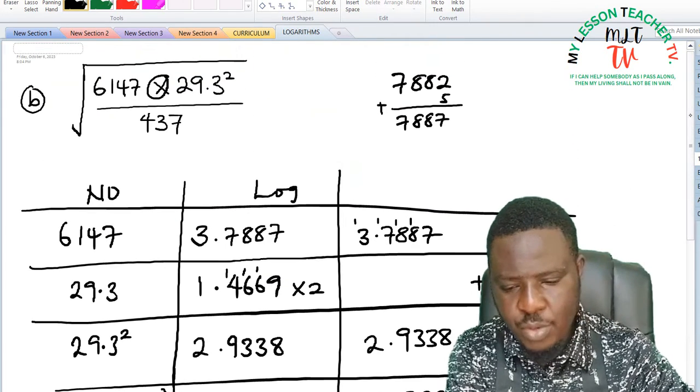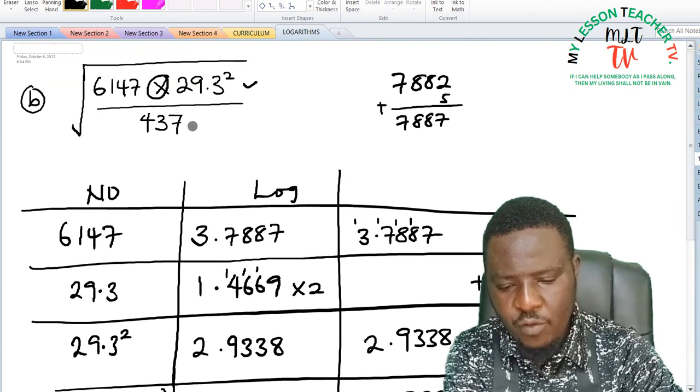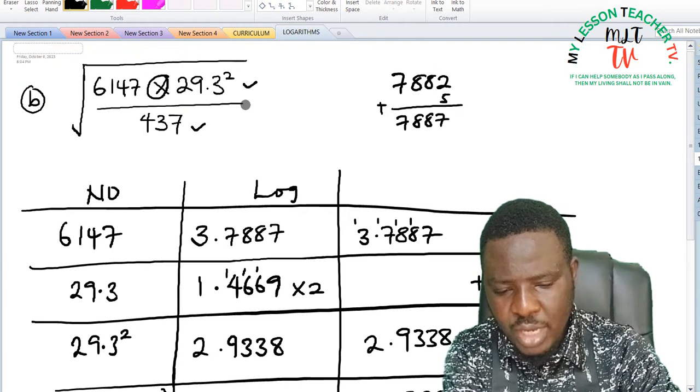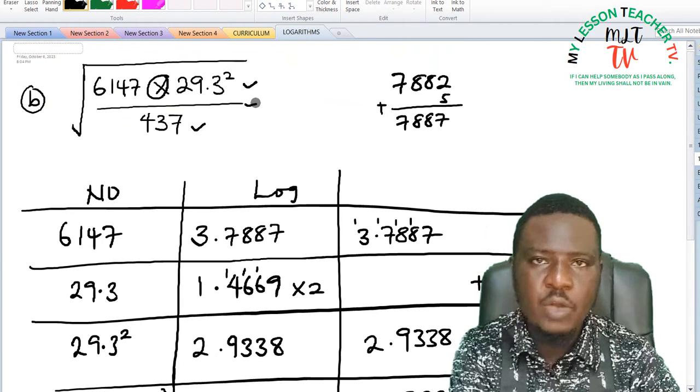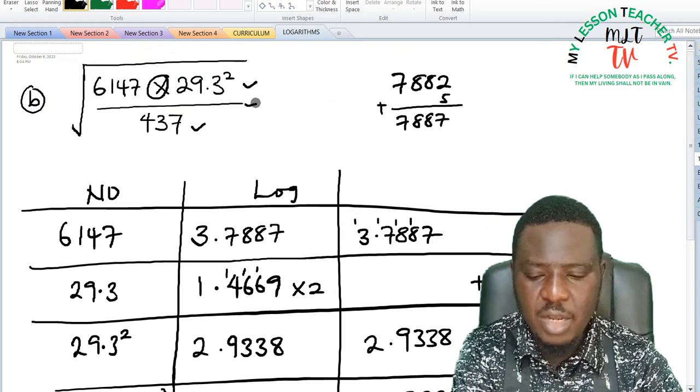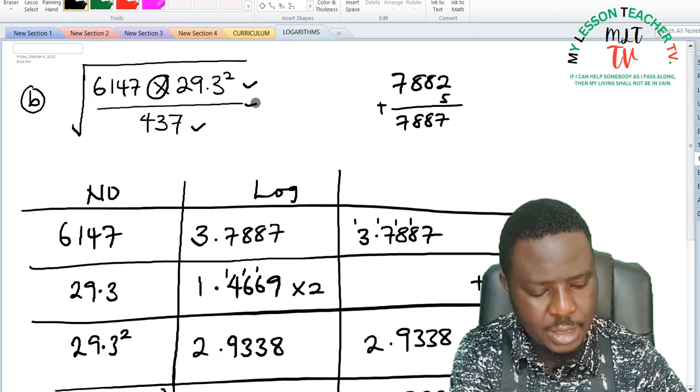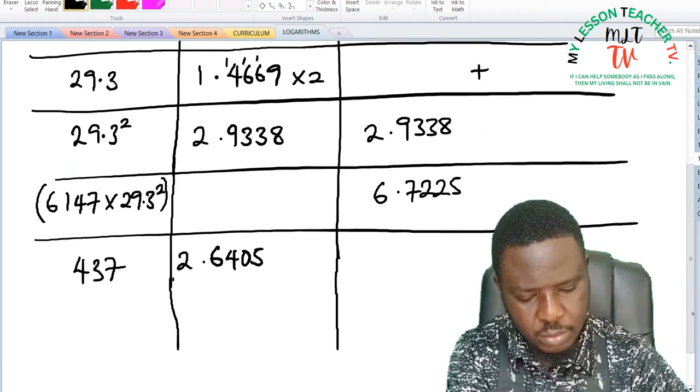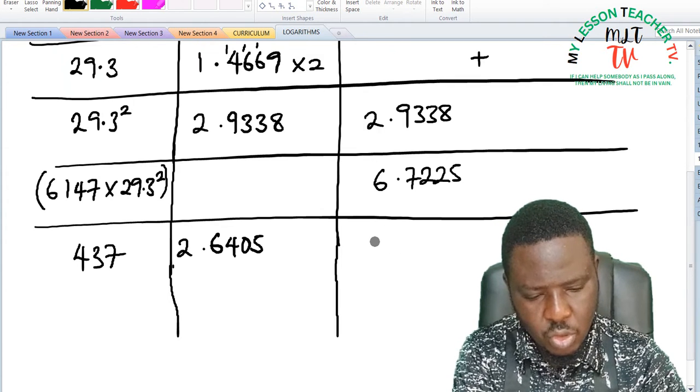We are done. We have the numerator. We are done with the numerator. We have gotten the values for the denominator. Now we are going to carry out the operation of division. And the operation of division in number is equivalent to subtraction in logarithm. So let's subtract. I'll take it to this column.